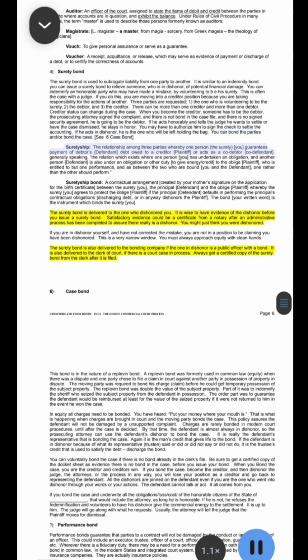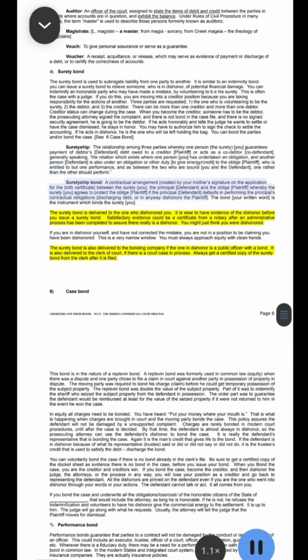Case bond. Suretyship. The relationship among three parties whereby one person, the surety, guarantees payment of debtor's defendant debt owed to a creditor plaintiff, or acts as a co-debtor co-defendant. Generally speaking, the relation which exists where one person has undertaken an obligation, and another person defendant is also under an obligation or other duty, to give energy credit to the obliged plaintiff who is entitled to but one performance, and is between the two who are bound. You and the defendant, one rather than the other, should perform.